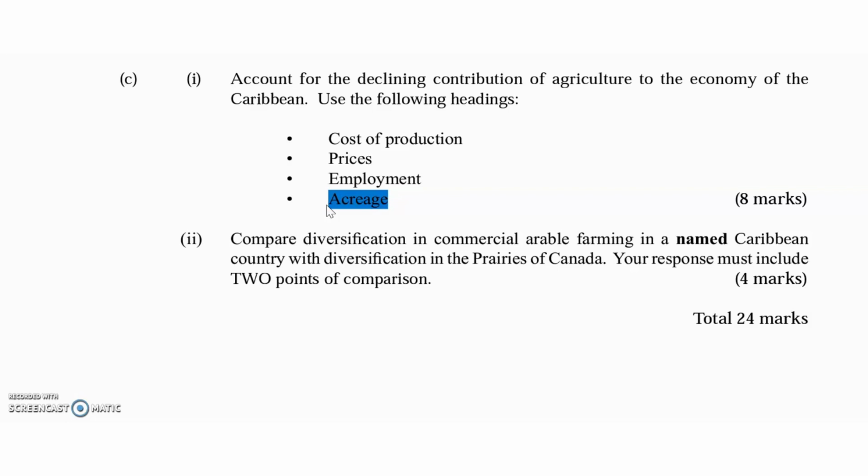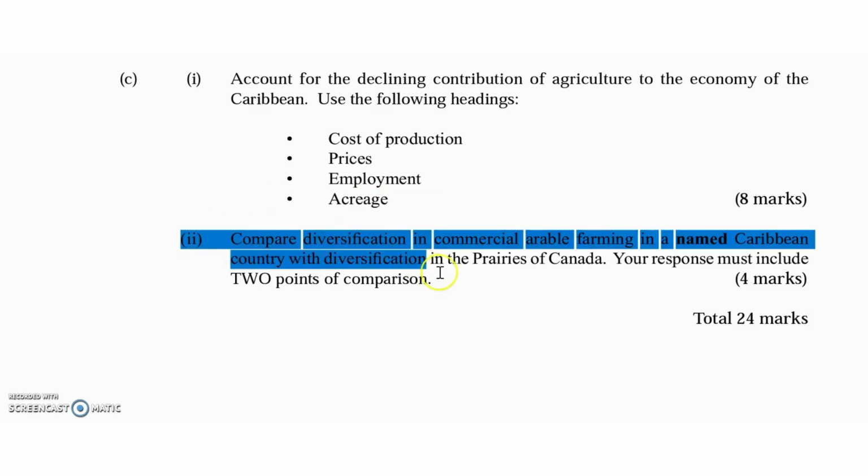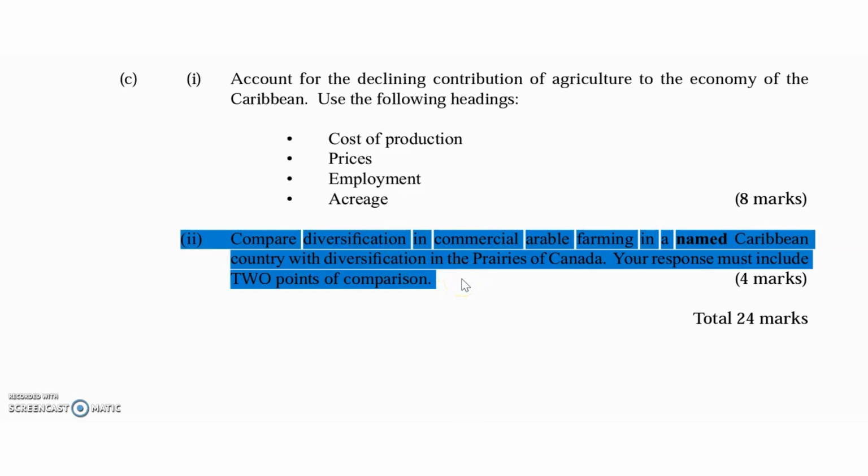All right, part two quickly. Compare diversification in commercial arable farming in a named Caribbean country with the diversification in the prairies of Canada. Your response must include 2 points of comparison. Now, when we are talking about diversification of a Caribbean country, I like to focus on Trinidad, and I will also like to focus on Canada, because Canada is in fact the region we have to pay attention to here.